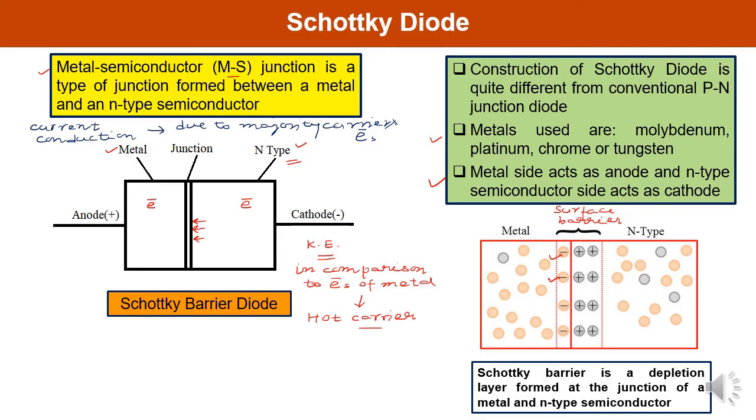So now what is to be done? Now there is a requirement of biasing. When you apply a forward bias, the strength of the negative barrier will reduce because the external positive potential will attract electrons from the semiconductor side, and because of this a heavy flow of electrons will cross the junction, and this current can be controlled by the level of the applied bias potential. So this is how you can explain the operation of the Schottky diode. Schottky barrier is a depletion layer formed at the junction of a metal and N-type semiconductor. You must note down this point as well.